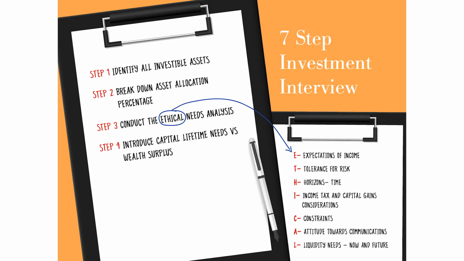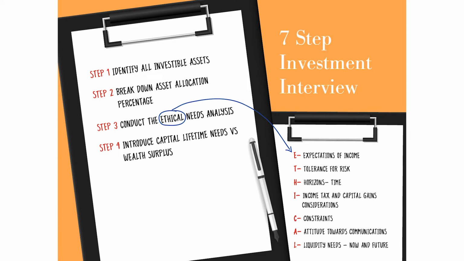If I build 3 or 4 or 5 questions in each and every one of the letters, then all of a sudden when I transfer that information to my risk tolerance questionnaires and to my other forms that are compliance driven in nature, then I have equal to or more information using a very disciplined approach. Now, that's the third step of the 7 steps. The fourth step is what I refer to as CLN versus WS, capital lifetime needs versus wealth surplus assets.